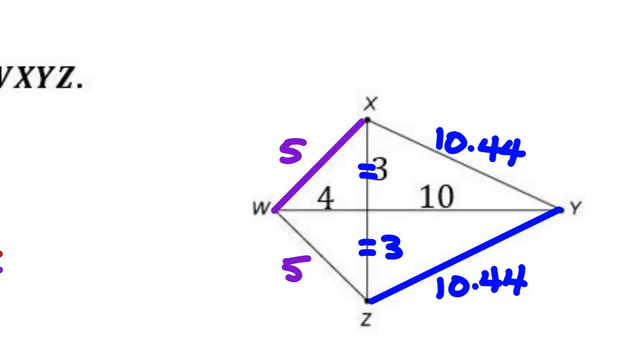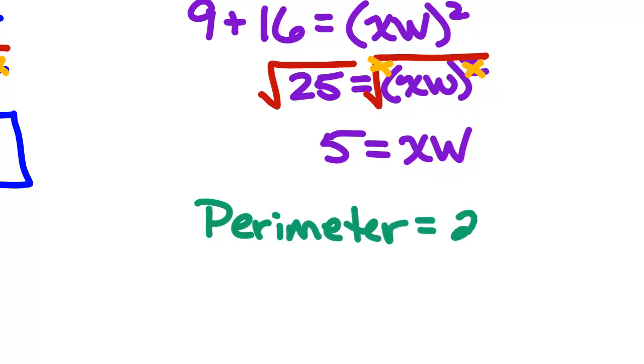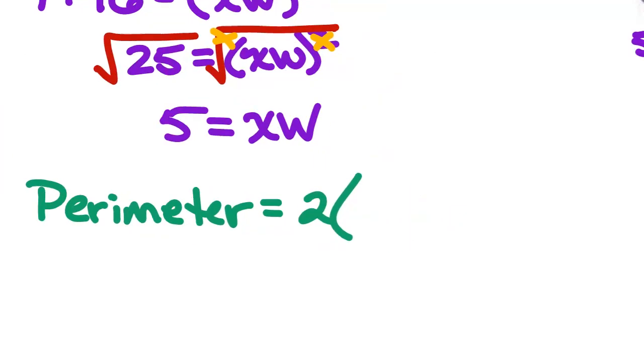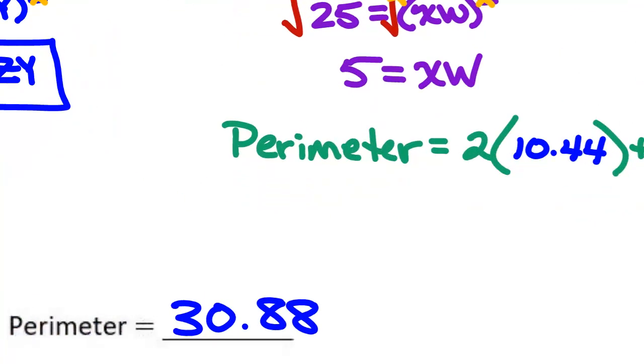And then to do the perimeter, we have 2 times 10.44, because we have 2 sides that are 10.44, plus my 2 sides that are both 5. And that's how we get 30.88.